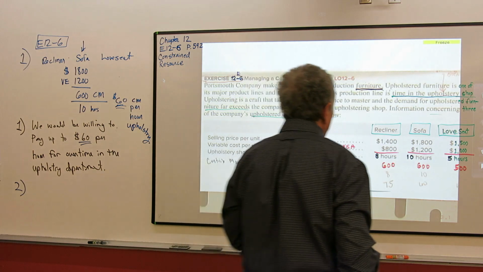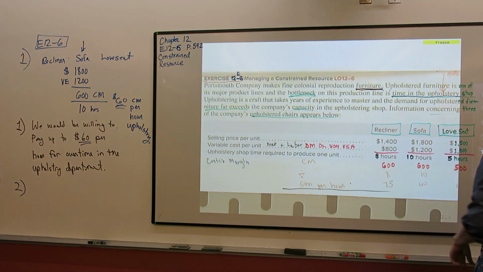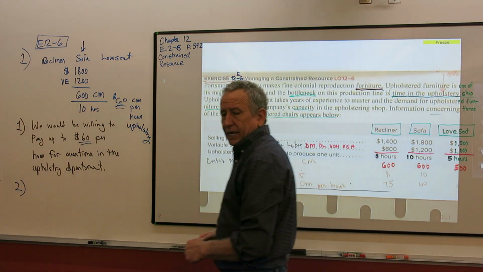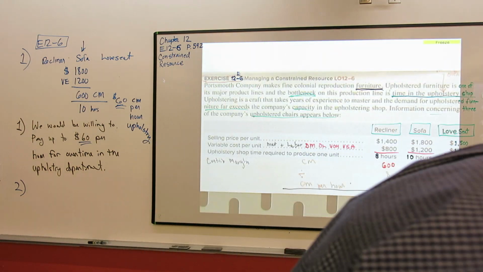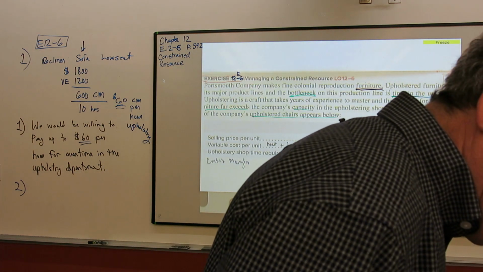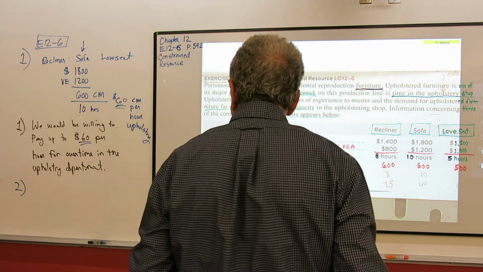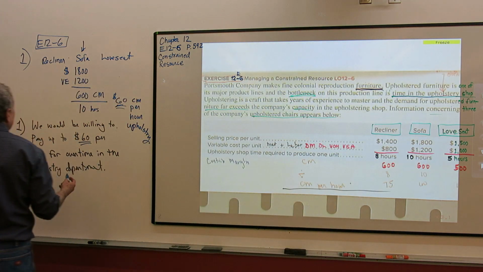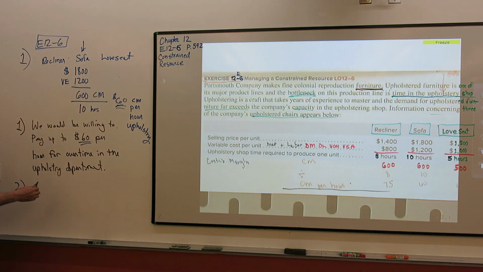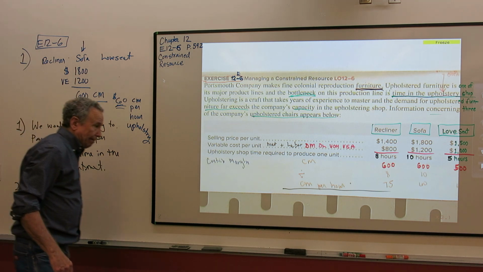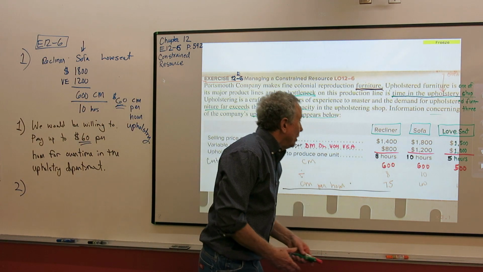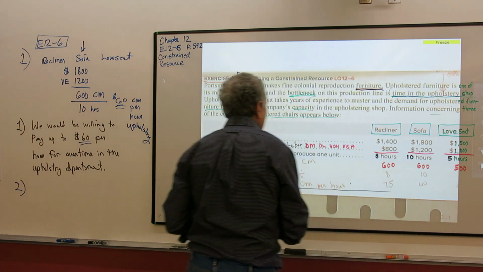So they say that they will upholster the love seat for $45 an hour. And what is the question? It says, will you make additional contribution margin? How much? Well, let's just go back and do that again. They're asking us about the love seat, so let's go ahead and recap the love seat.